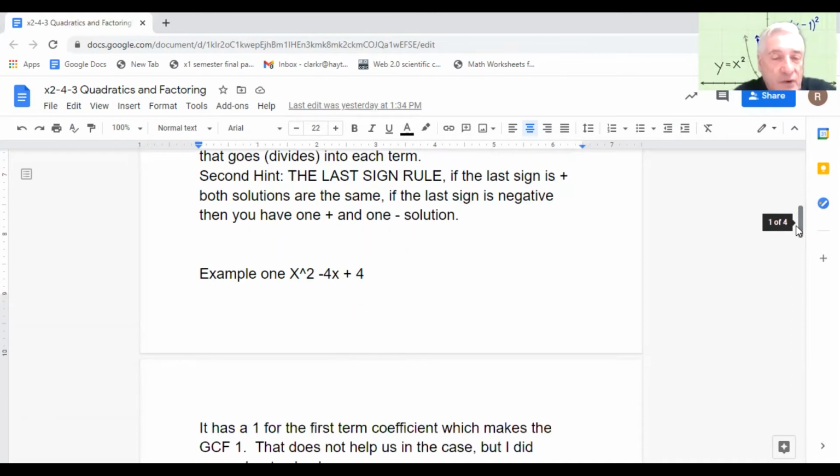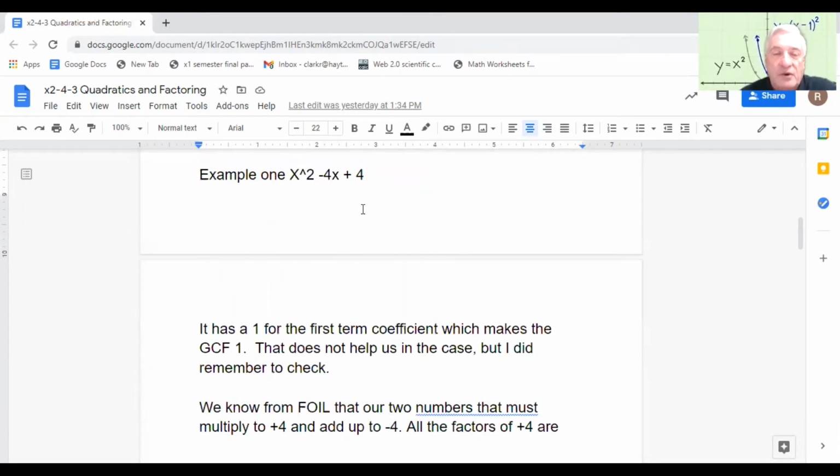Let's start with example 1: x squared minus 4x plus 4. I think we put this in the calculator the other day and let the calculator do it. But this is real simple. Check for the GCF. The GCF of 1, 4, and 4 is 1. There's always a GCF. It's 1, but the 1 doesn't help us. But I did check for it.